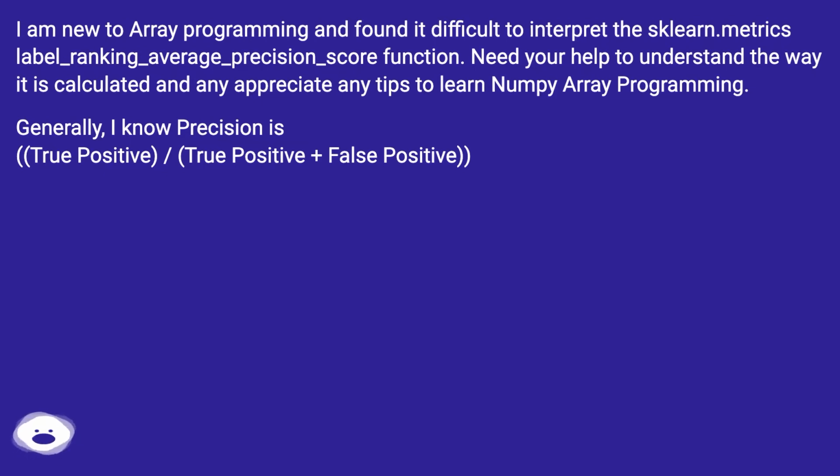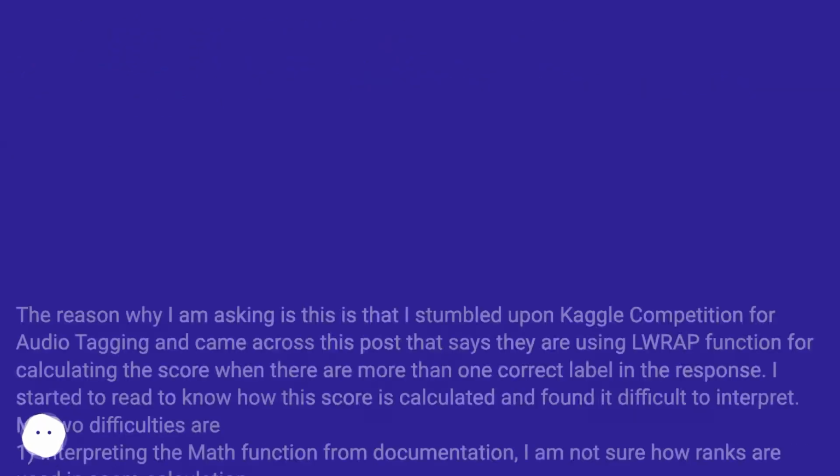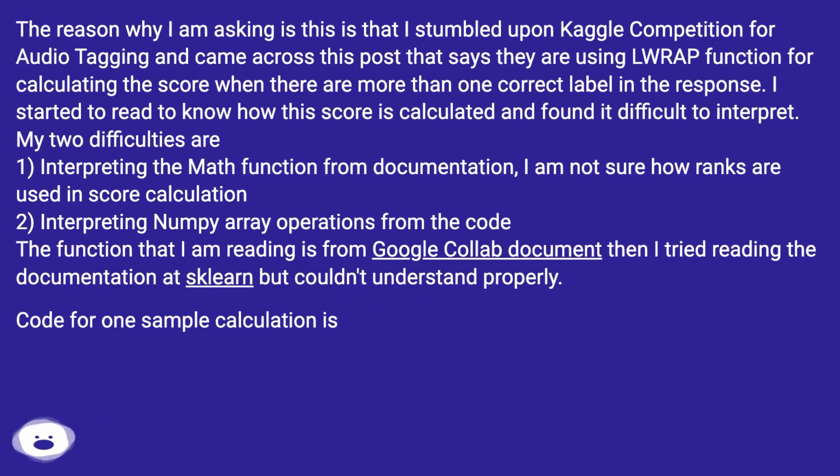Generally, I know precision is true positive plus false positive. The reason why I am asking is that I stumbled upon a Kaggle competition for audio tagging and came across this post that says they are using the lwlrap function for calculating the score when there are more than one correct label in the response. I started to read to know how this score is calculated and found it difficult to interpret.